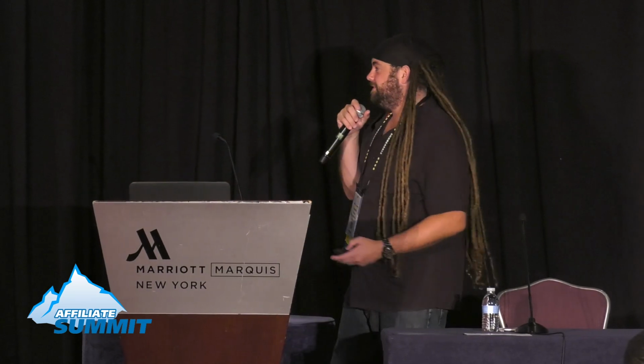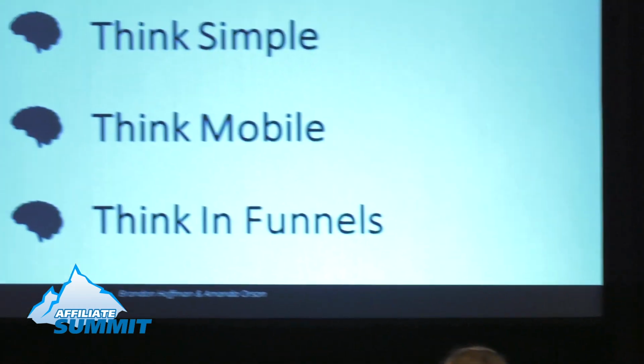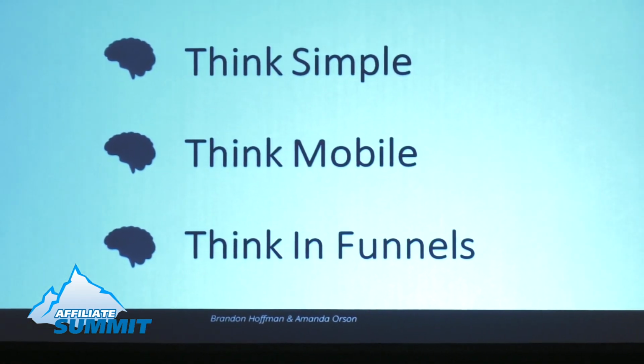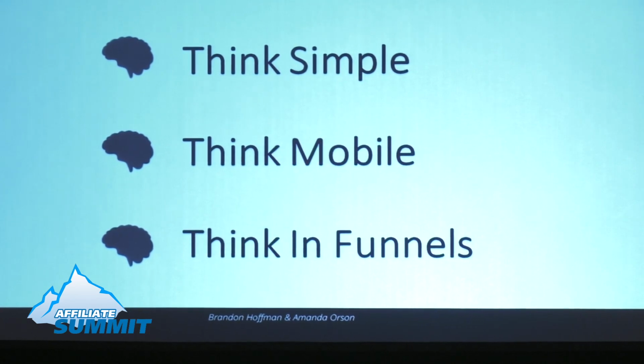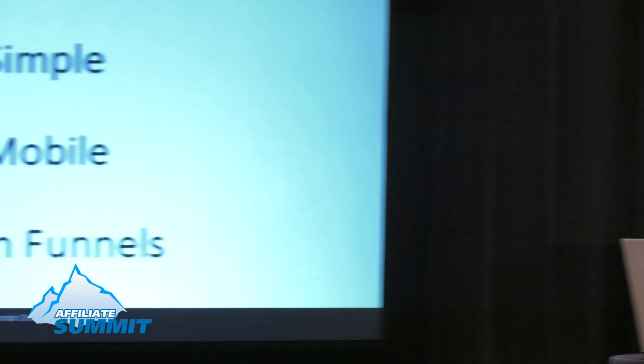So what's a hustler to do? There's always a way to work around this. One thing you should do is think simple, think mobile, and think in funnels. You have to significantly simplify now what you're doing on your landing pages in order to get the result that you want. You have to be thinking about mobile first. Always be thinking about how is somebody going to see this on a mobile device and how is somebody going to interact with it.